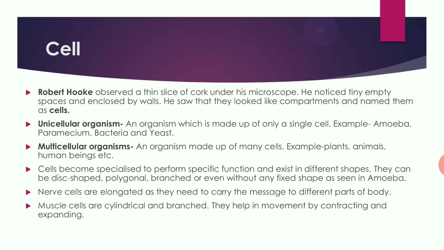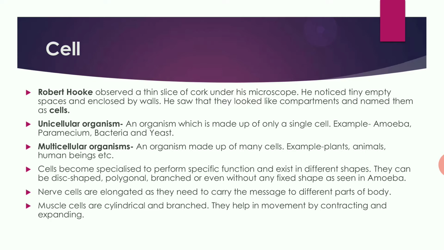Robert Hooke observed a thin slice of cork under the microscope. He noticed tiny empty spaces enclosed by walls. He saw that they looked like compartments and named them cells. So the first scientist, Robert Hooke, discovered the cell.